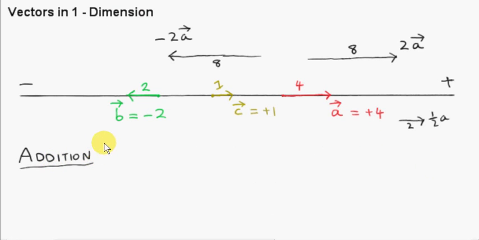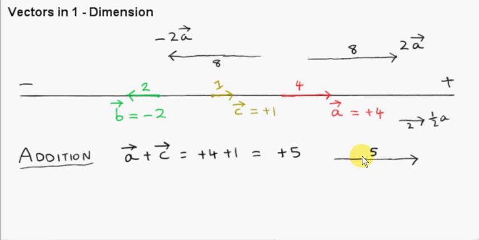Now let's look at the addition of vectors in one dimension. Let's take vectors A and C and add them together. Now for vectors in one dimension, addition is got by just adding these numbers algebraically. So we get the vector plus 5. So I can show that here. So it's a vector pointing to the right whose magnitude is 5. Well, magnitude is always positive.